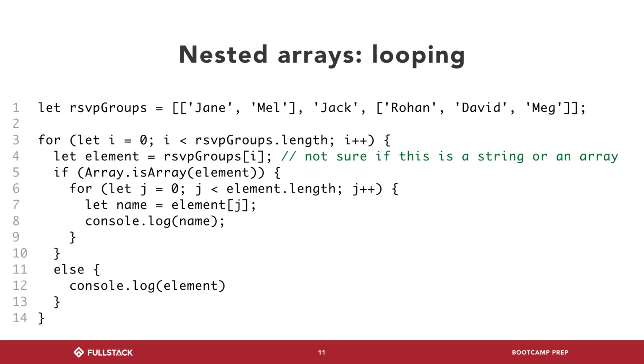So this function basically says, hey, let's go through this outer array once again. For every element, we do a check. If the element is not an array, we go to line 12 and we print it out. If it is an array, we go to line 6, we create a for loop, and we go through every single element inside that inner array and print it out. And so once we go through every single element in the outer array, we should theoretically have printed out every single name in this list.